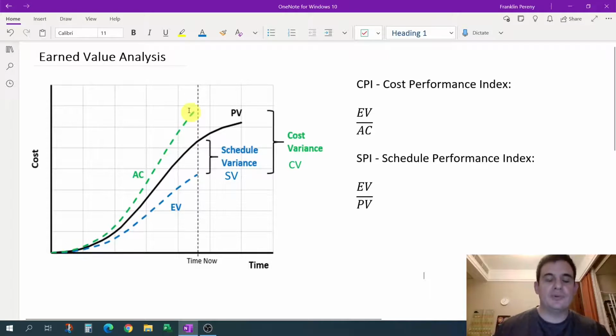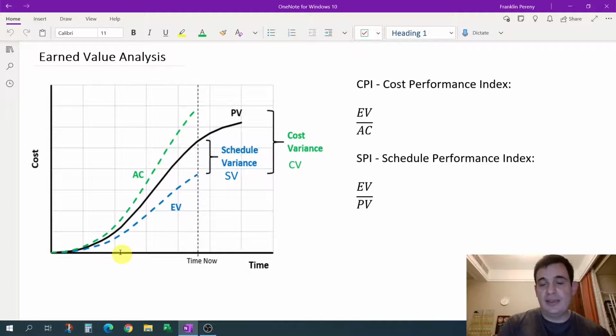Let's start with actual cost, because this one's probably the easiest one to understand. Actual cost is literally just the actual cost of a project that you've spent to date. So over time, as you work on a project, you're going to spend money. You're going to buy equipment. You're going to pay employees or contractors. And as you do that, your actual cost of the project goes up. It's like a cash flow.